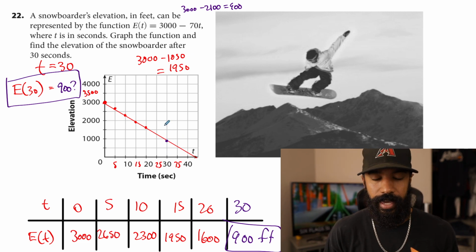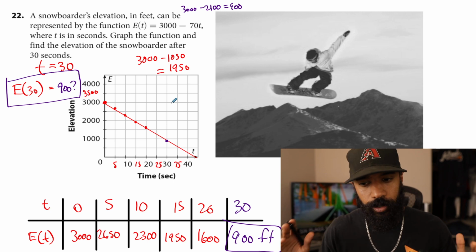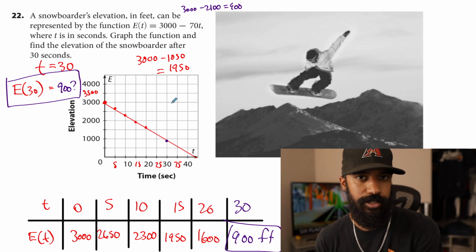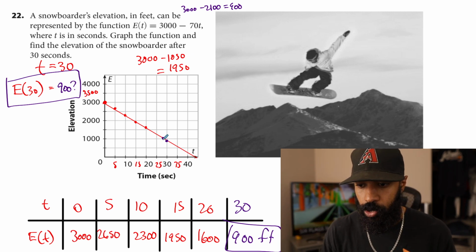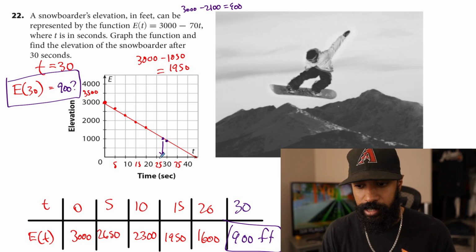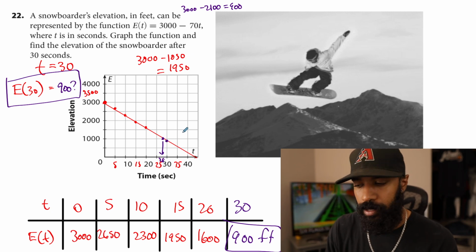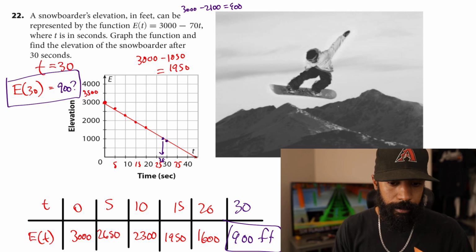Sometimes they'll use the y to find the x. They'll say the snowboarder was at 1,000 feet, how many seconds into it? And you could say the same thing. Oh, 1,000 feet, it's at like 28 seconds, something like that. That happens too.